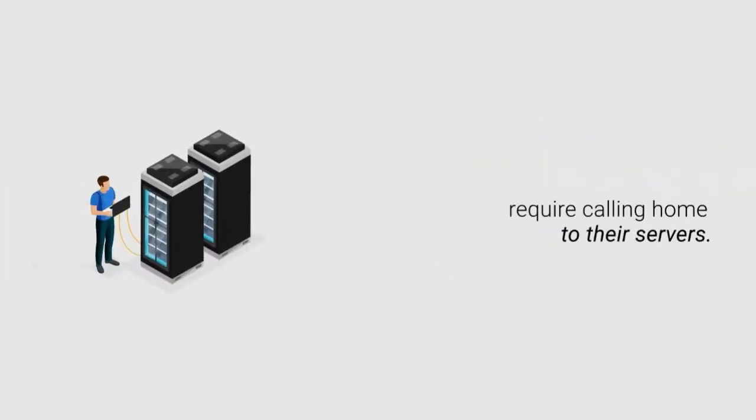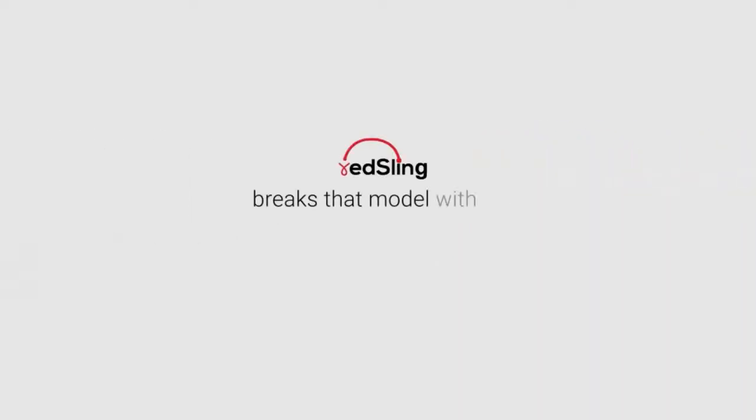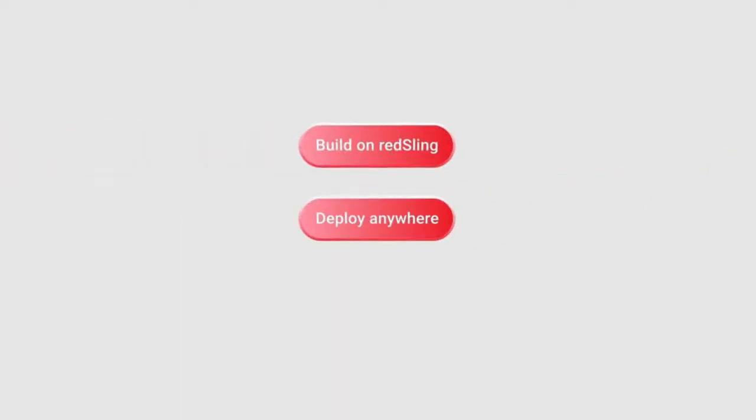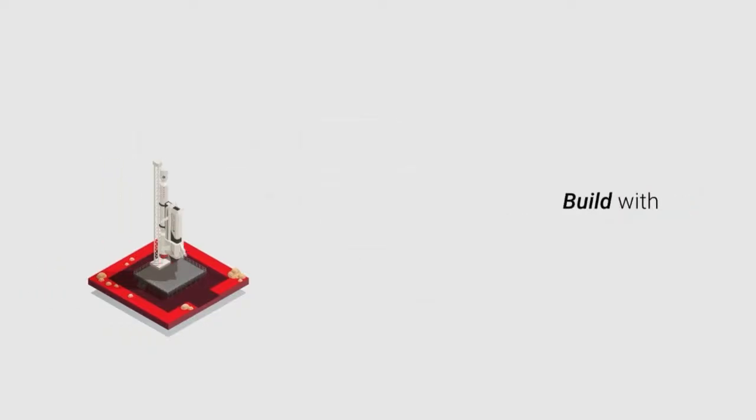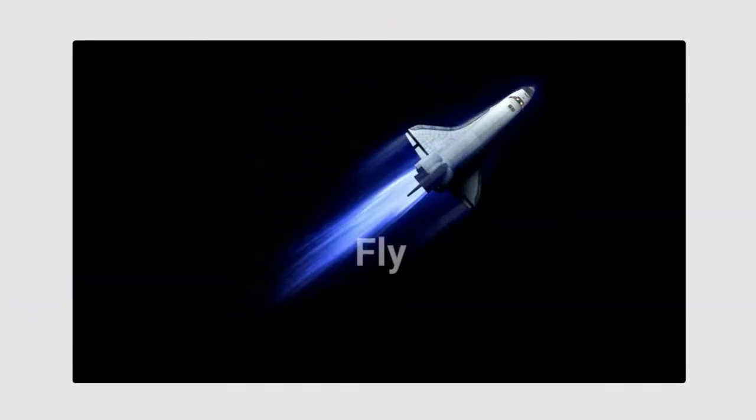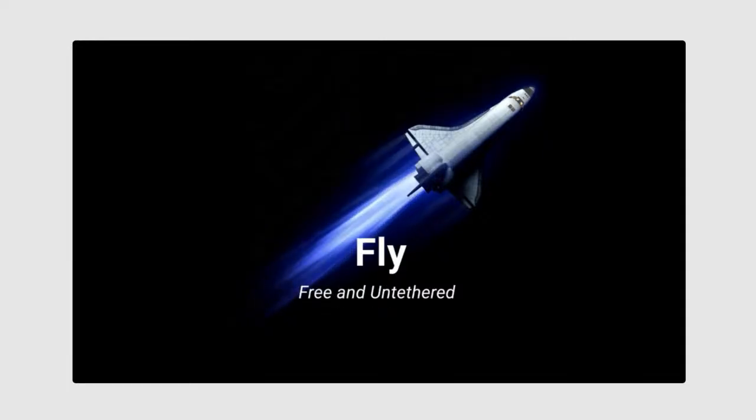Other platforms keep you on a leash, they lock you in with runtime dependencies and require calling home to their servers. redSling breaks that model with its platformless approach. Build on redSling, deploy anywhere, run untethered. redSling is your launch pad. Build with it, launch from it, then fly, free and untethered. Platformless freedom.